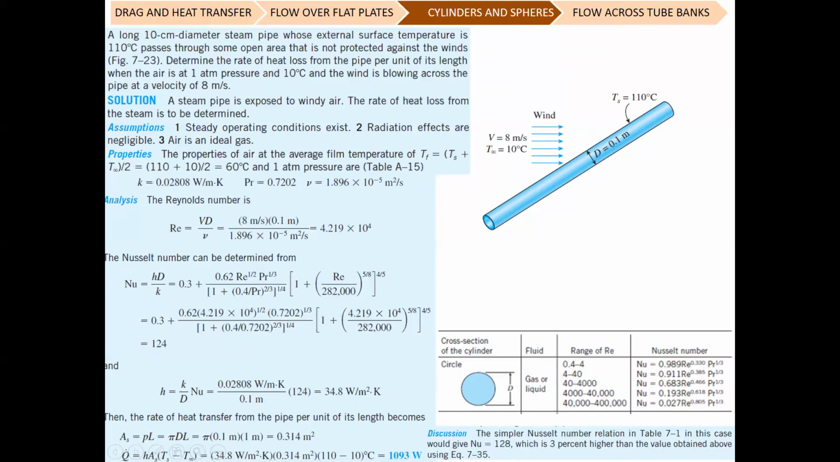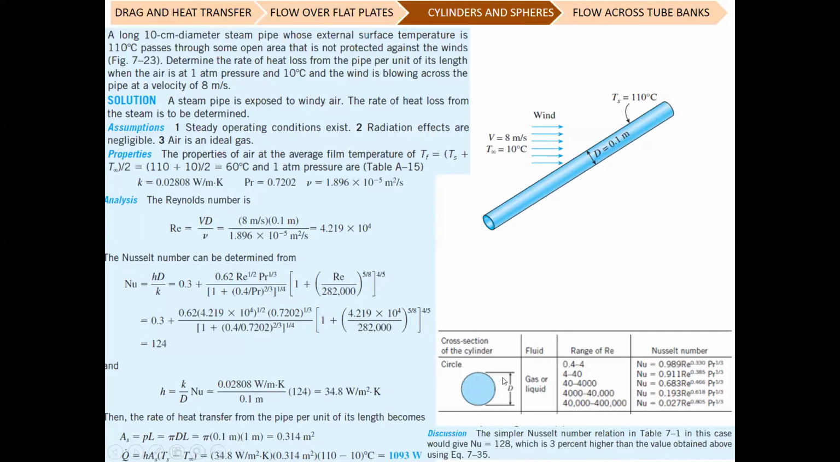Okay, 34.8. Your surface area is basically pi d L, so all the external surface area. And then they are different in temperature. So you get your answer, which is 1093 watts.